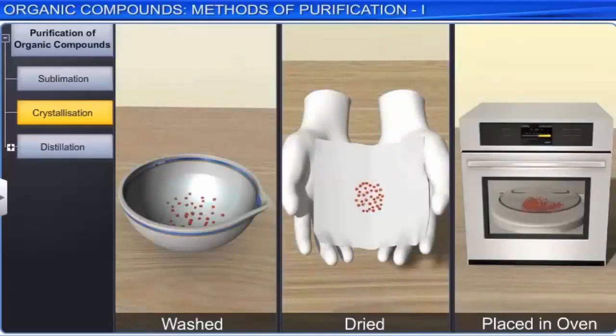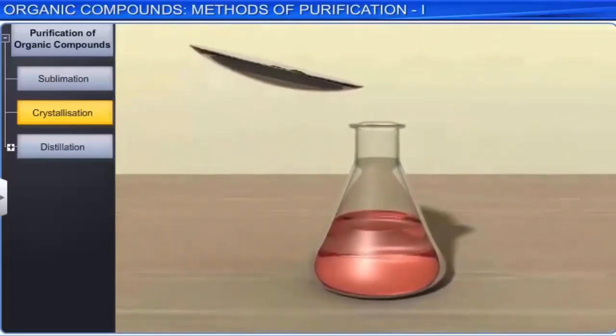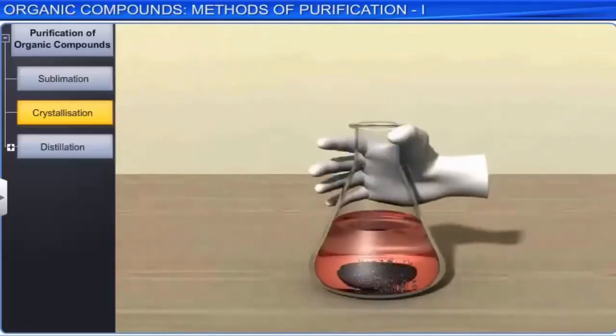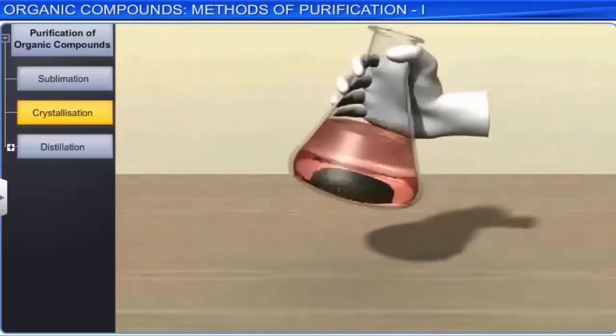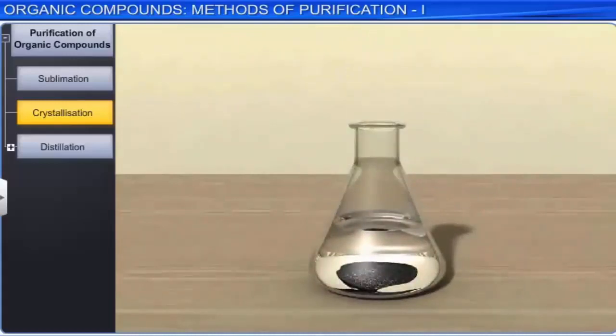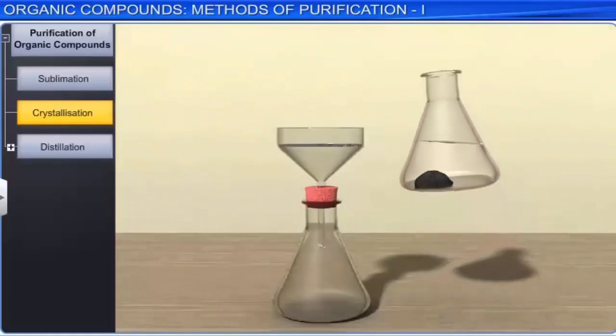Sometimes impurities impart color to the solution. To remove such impurities, the filtrate is passed through activated charcoal. The charcoal adsorbs the impurities. The solution is then filtered and recrystallized as described above.